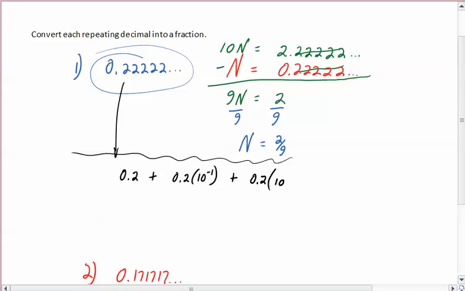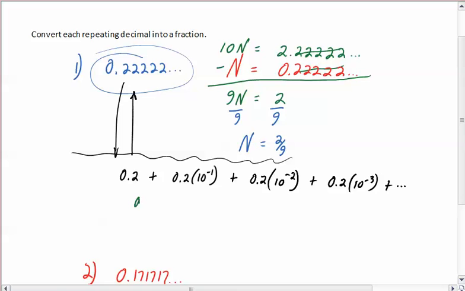So let's go ahead and put that one down. And then we have 10 to the negative 2 plus 0.2 times 10 to the negative 3 plus, and it goes on to infinity. So there's my series, actually. There's my series that really does turn into the repeating decimal 0.2. So let's look at this as an infinite series, and here we go.